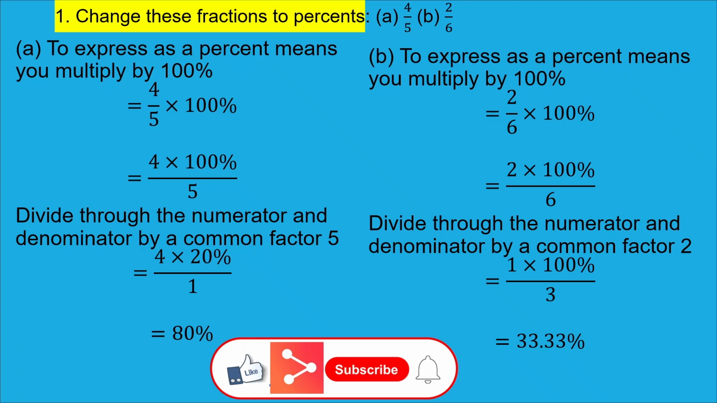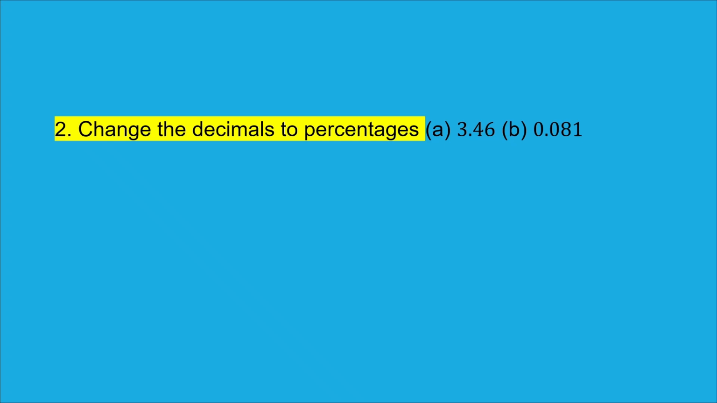Part B, to express as a percent, multiply by 100. So when you divide the numerator and denominator by a common factor 2, then you arrive at 100 over 3, which is 33.33%. What are your thoughts on number 2?